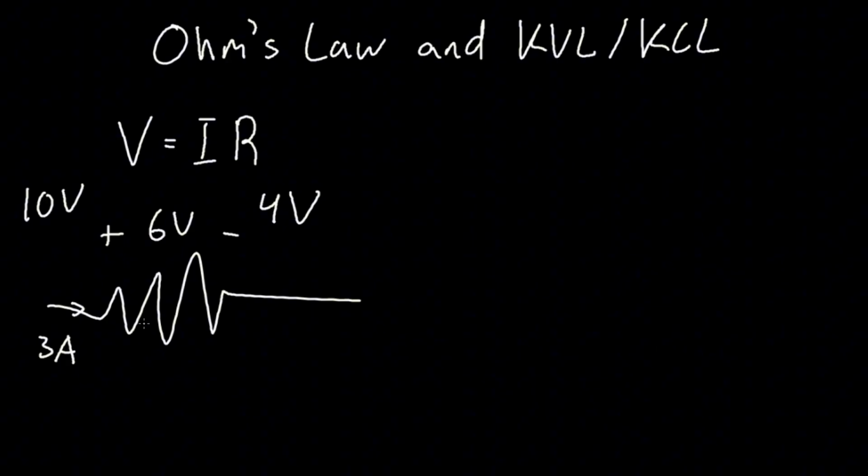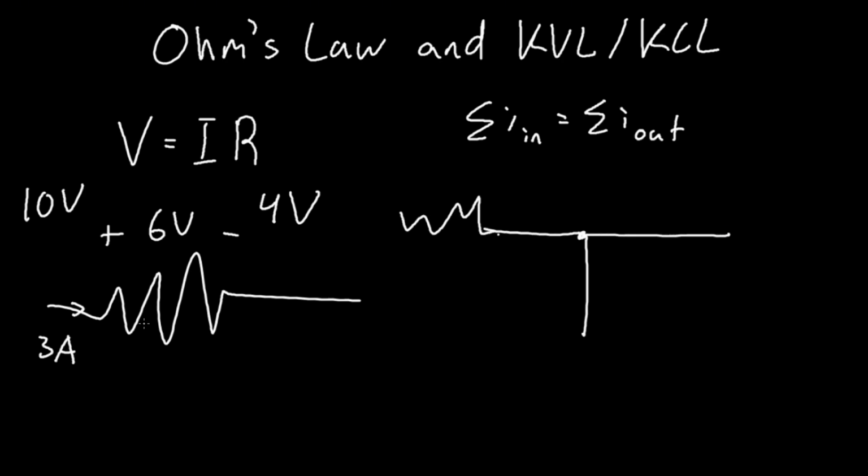Alright, what about KCL? KCL basically states that the sum of all the currents into a node is equal to the sum of all the currents out of the node. So if you had some node like this, maybe with resistors on the other side of these nodes, and all of these had currents going in here, and there's a current going out here, we assign these I1, I2, and I3.